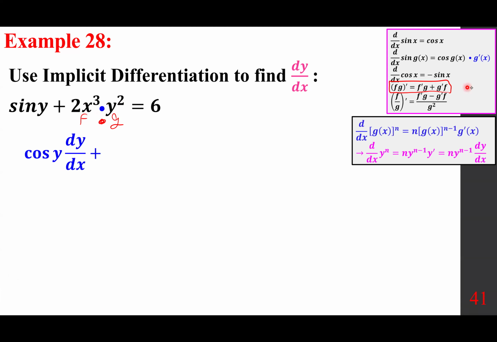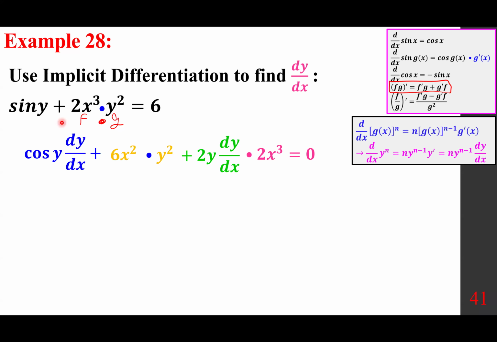So f prime g plus g prime f. 2x cubed, the derivative is 6x squared, then times y squared, right? This is f prime g. Plus g prime, the derivative of y squared, 2y y prime or 2y dy dx. That's g prime, now times f, 2x cubed. The right side is a number, 0.